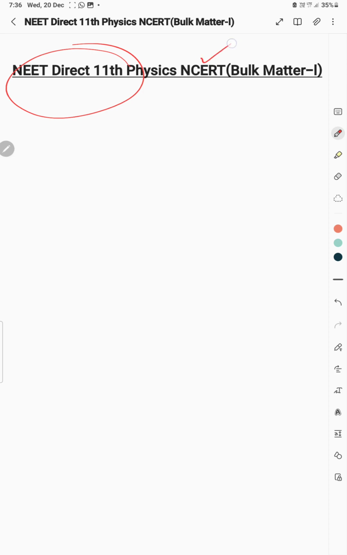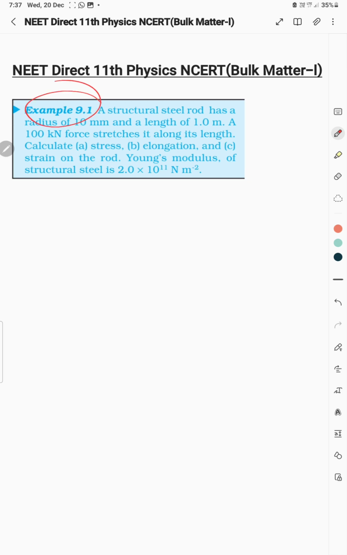Today we shall discuss the NCERT problems from the chapter of bulk matter, part first. So let us start from example 9.1.